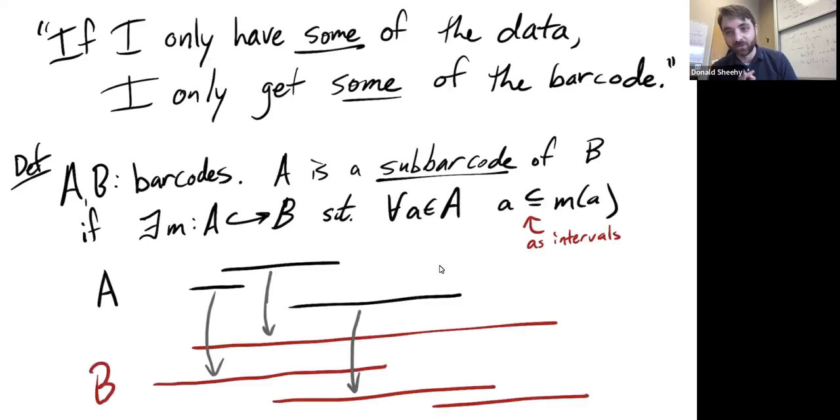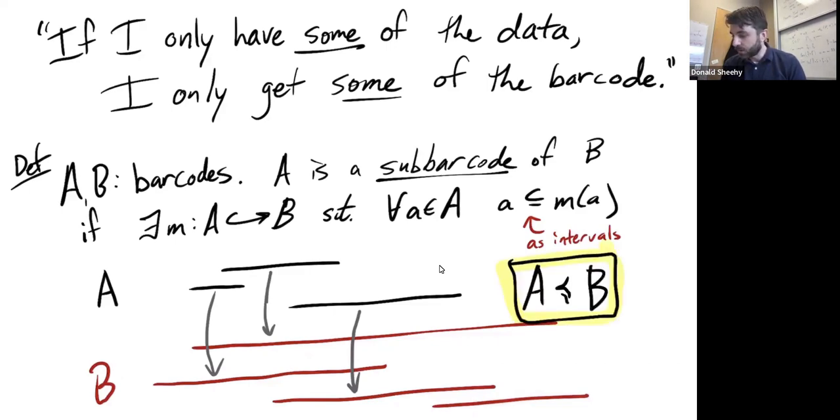And here's the picture. I've got a barcode in black, that's A, and one in red, that's B. It's a sub-barcode if I can match every one of the bars into some bar that contains it. So I can show you that this bar is actually contained in the bar that it maps to, and there are some bars that are just extra in B. That's fine. And when we have this relation between barcodes, we're going to use this kind of partial order notation. In fact, it does give a partial order on barcodes.